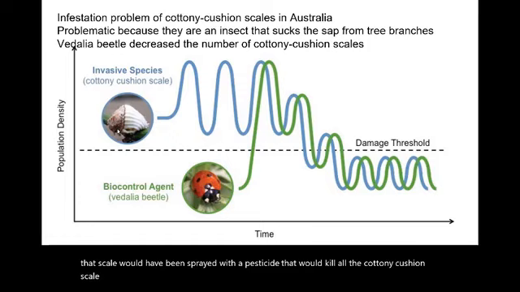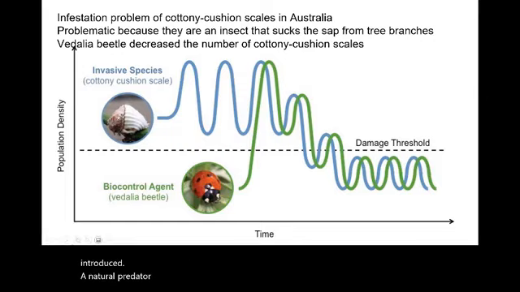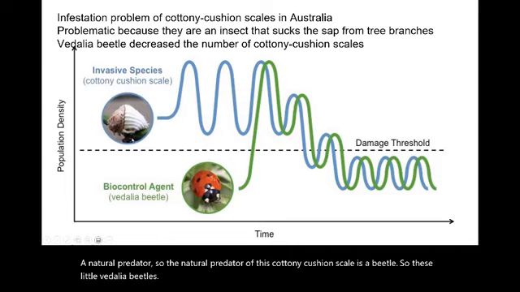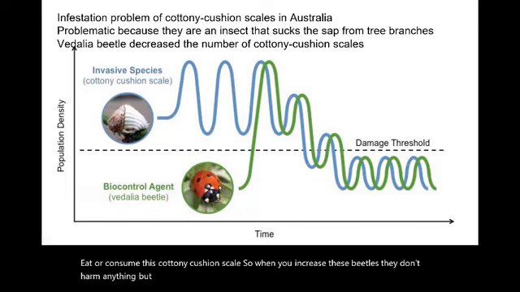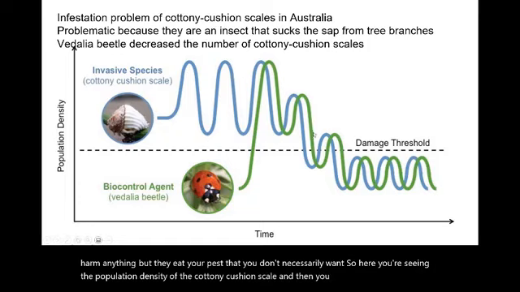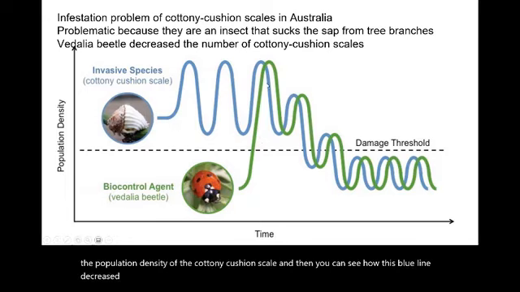Well, an example of IPM, and a really successful example in Australia, is when they introduced a natural predator. The natural predator of this cottony cushion scale is a beetle. These little Vidalia beetles eat or consume this cottony cushion scale. So when you increase these beetles, they don't harm anything, but they eat your pest that you don't necessarily want. Here you're seeing the population density of the cottony cushion scale, and then you can see how this blue line decreased once the Vidalia beetle was introduced.